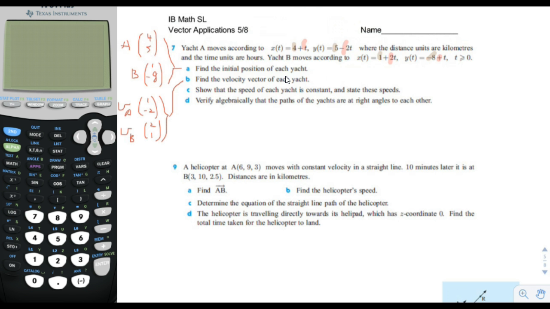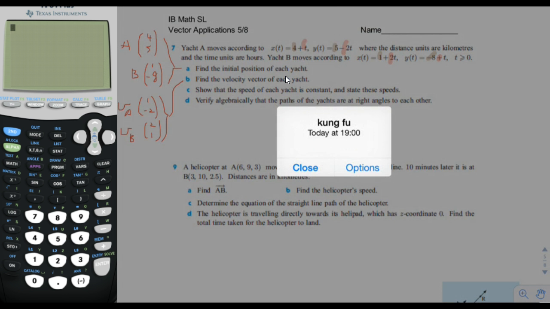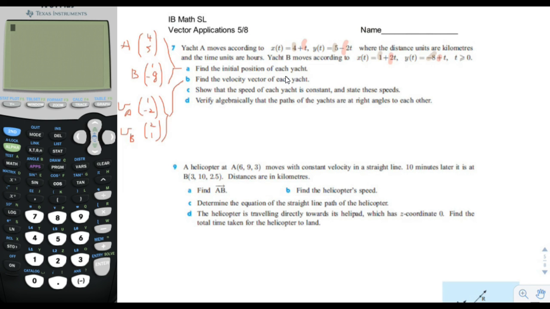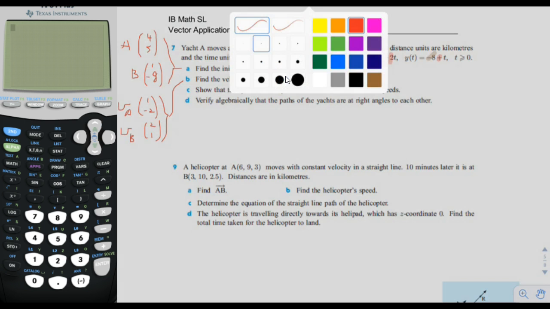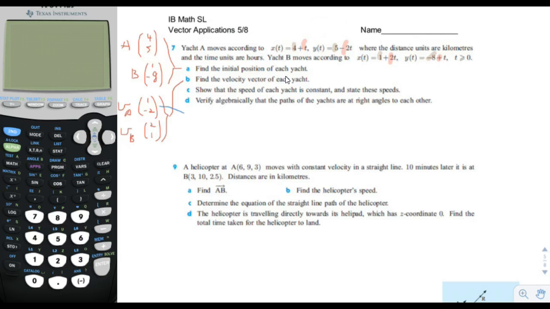Show the speed of each yacht is constant and state these speeds. So the speed of yacht A would be the magnitude of this vector. The speed of A is equal to the square root of 1 squared plus 2 squared, so it would be square root of 5. Speed B would also be square root of 5.